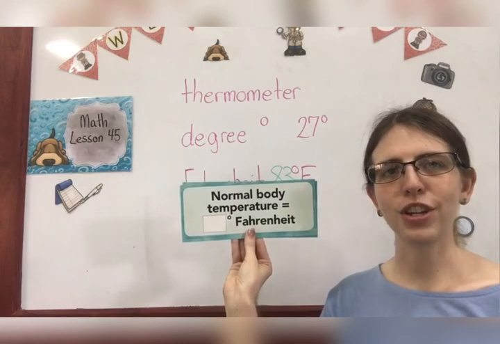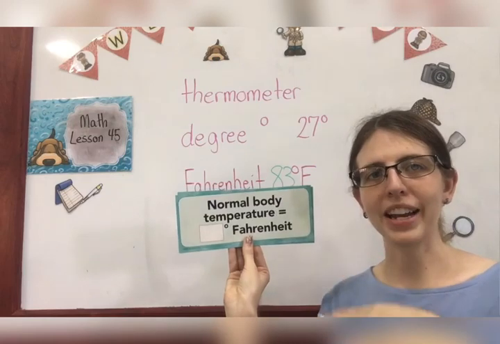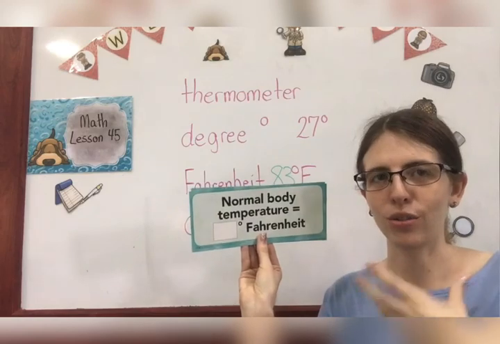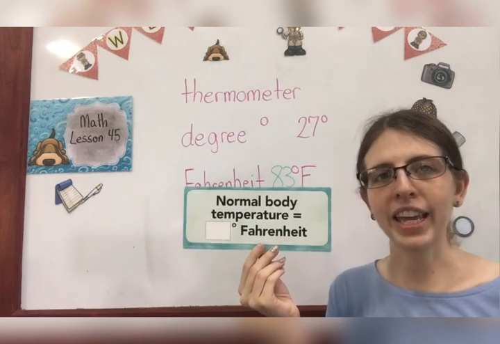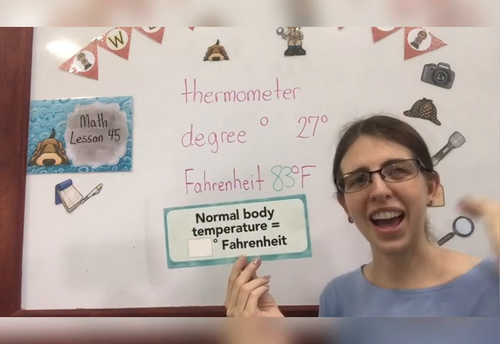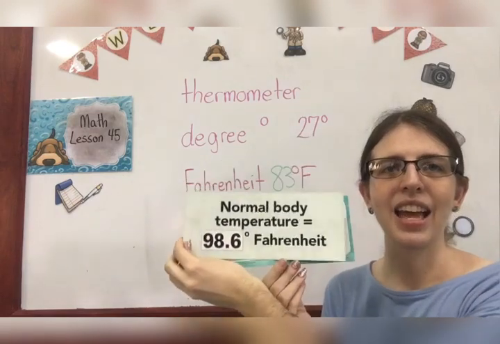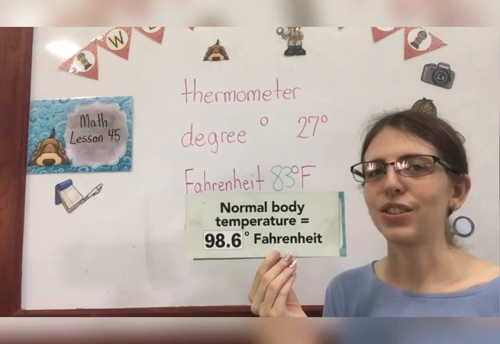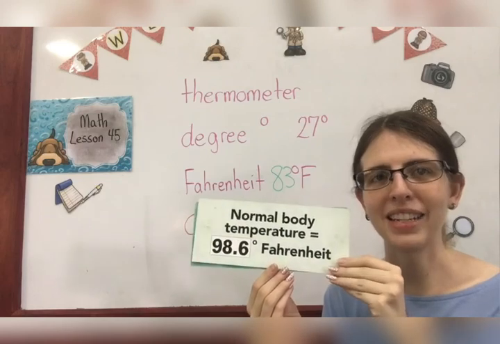The last temperature you should know is the normal body temperature. This is what your body is when you are healthy. Your body has a certain temperature, a certain warmth to it. When you are going to the store and things like that, before you walk in, they take your temperature now to see if your temperature is normal or if it's too high and you're sick. So normal body temperature is, in Fahrenheit, 98.6 degrees Fahrenheit.